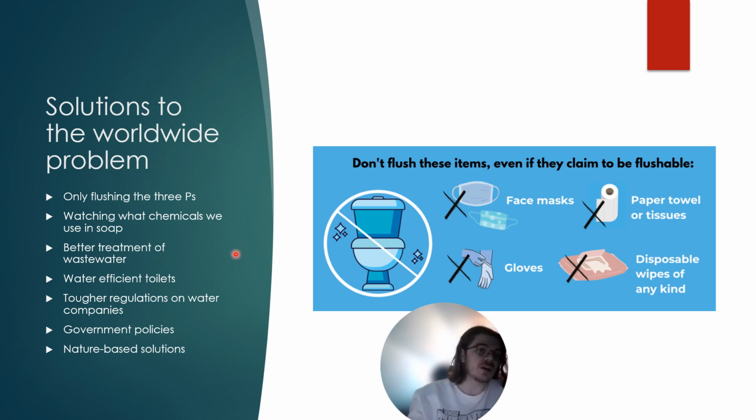But frankly, like I said, we do need to have better wastewater treatment and we need to have better government policies and regulations. But also, on the more personal level, we need to only flush the three P's. Watch what chemicals we use in soap because those can stay in the wastewater. And water efficient toilets, so that not as much water is being flushed. And yeah, there is hope.